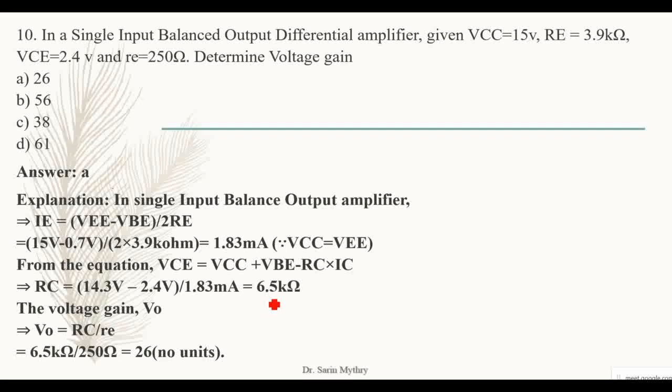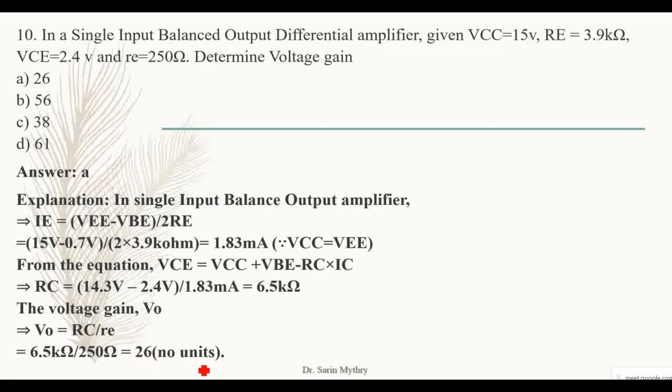And ultimately what you require is the output voltage. The voltage gain formula is Vout equal to RC upon RE. RC we have just found out here: RC equal to 6.5 kilo ohms divided by 250 ohms, which is given to us. Whenever you substitute this value, you ultimately get 26.